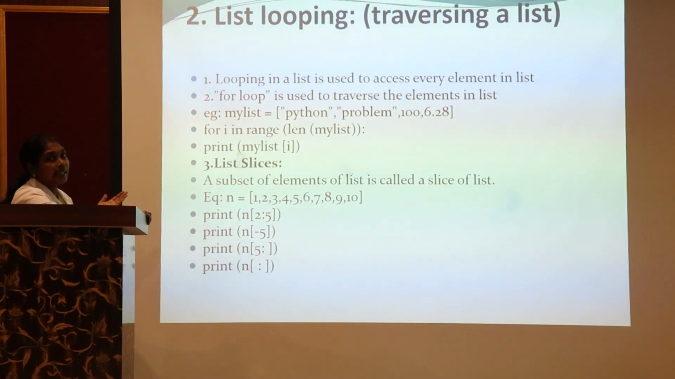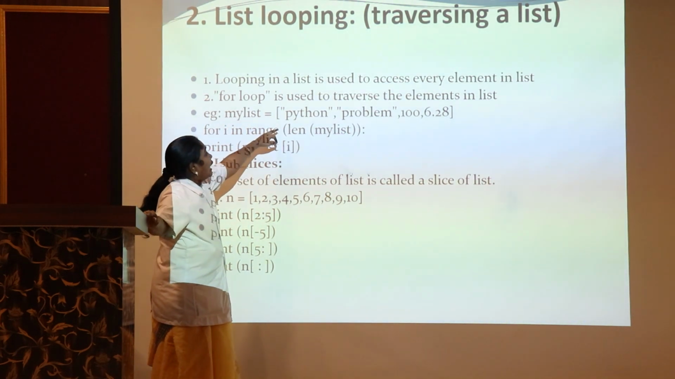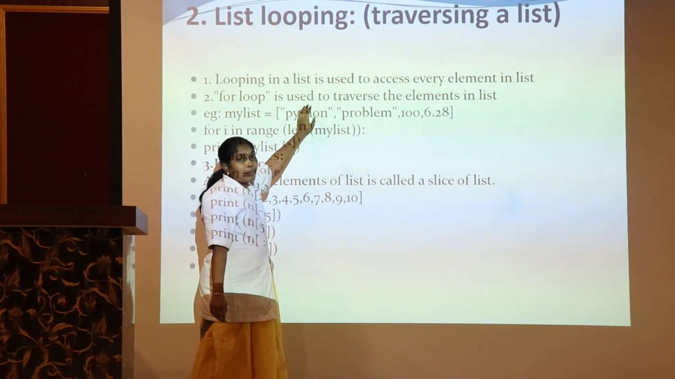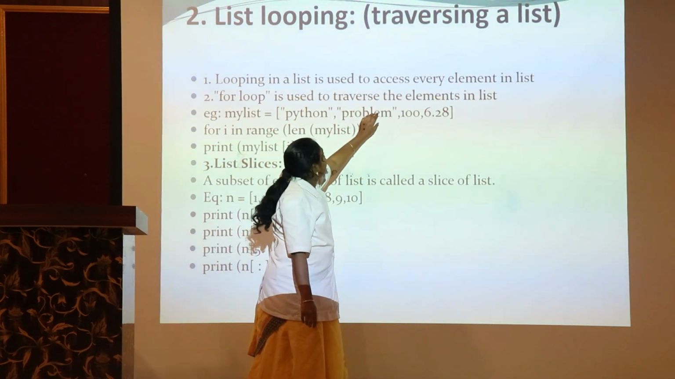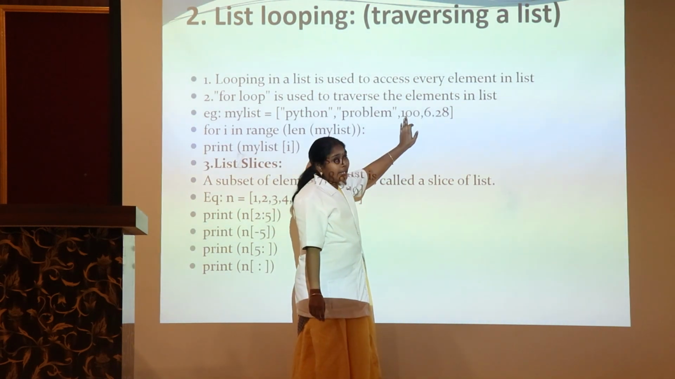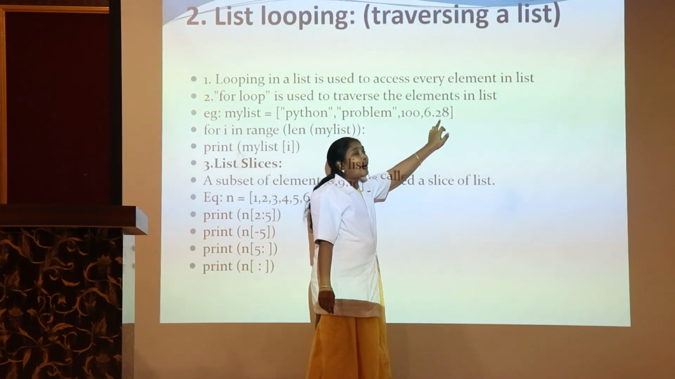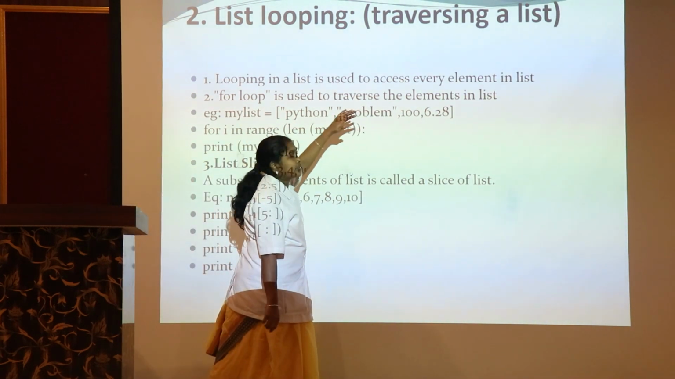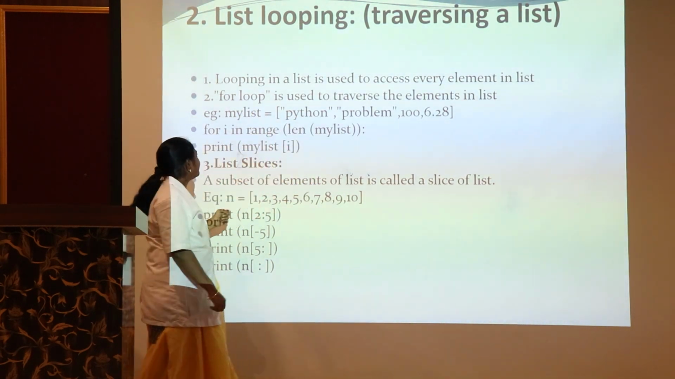Here also, to assign my list, for example, I give my list as Python within quotations, which is a string-based value. Next, 100 is an integer value. Next, 6.28 is a floating point value. So different types of values can be assigned here.